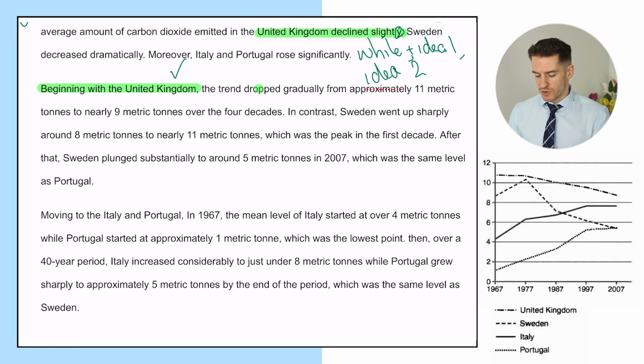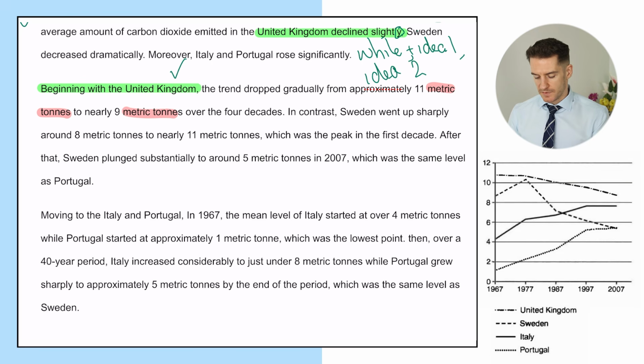The trend dropped gradually from approximately 11 metric tons to nearly 9 metric tons. Okay, a bit of repetition here. Sorry, let me put that in red. Okay, metric tons, metric tons. So it'd be nice if the student could remove that repetition.